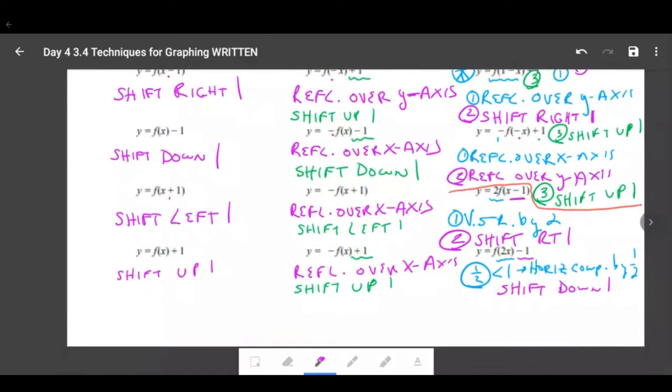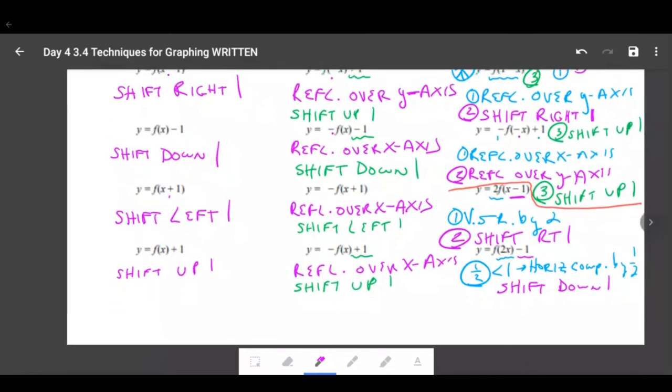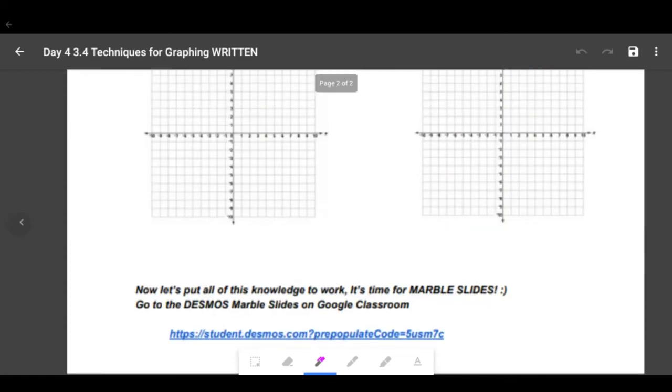But again, I think that last one, there's where students have the most difficulty, is realizing that when you have that inside number multiplied, take the reciprocal first, identify that 1/2 is less than 1. So you know it's a horizontal compression because the reciprocal is less than 1. All right. So there's the front side with just some basic describing what's going on. Let's take a look at some graphing.